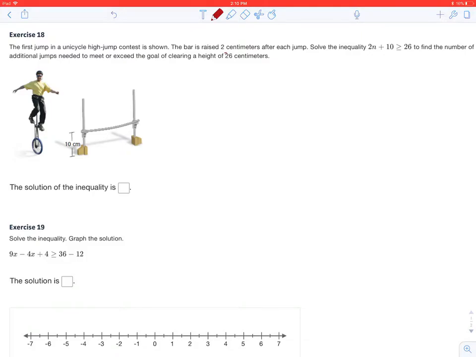The bar is raised 2 centimeters after each jump. There's a number. I'm going to highlight that because that's probably some important information. Solve the inequality 2n plus 10 is greater than or equal to 26 to find the number of additional jumps to meet or exceed, that's important, to meet or exceed the goal of clearing a height of 26 centimeters. So like I said, they already set up the inequality for you. 2 times n plus 10 is greater than or equal to 26.